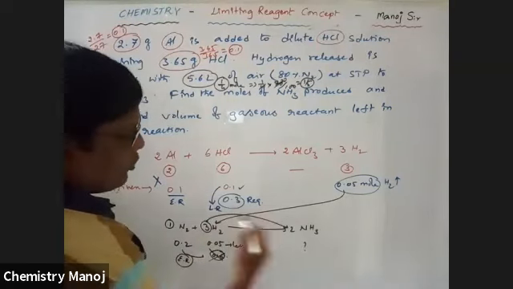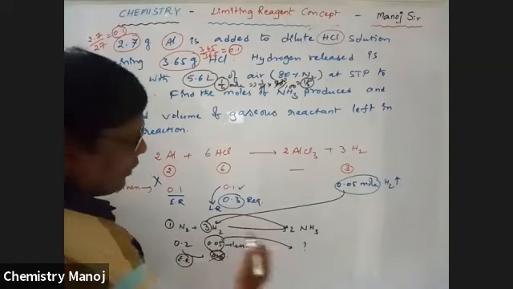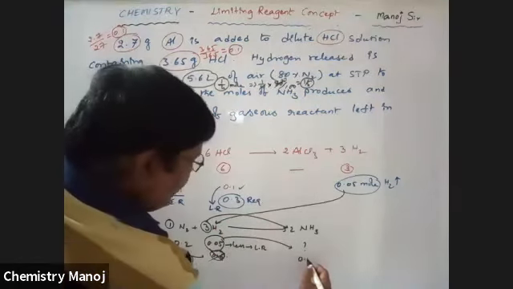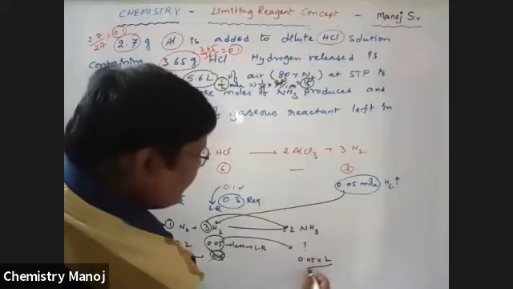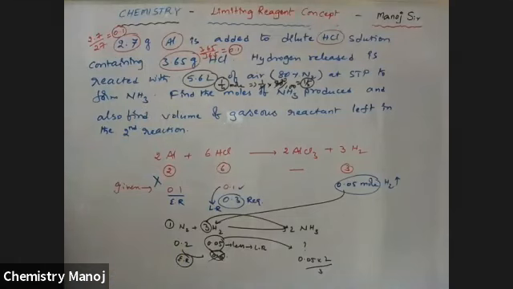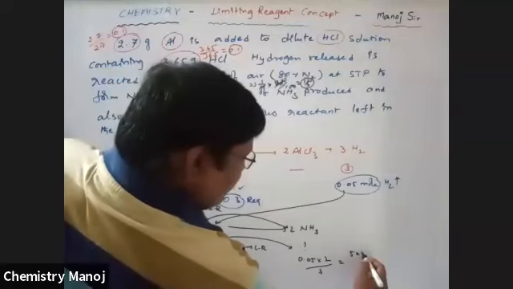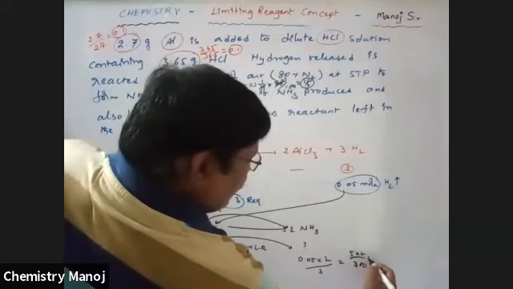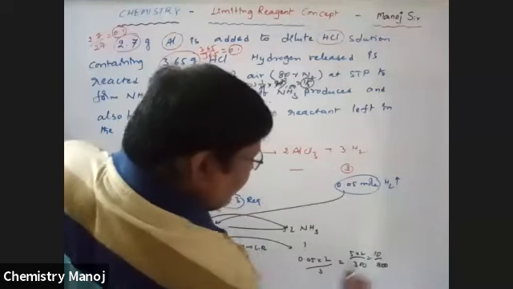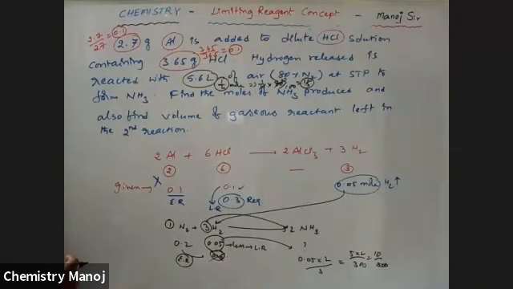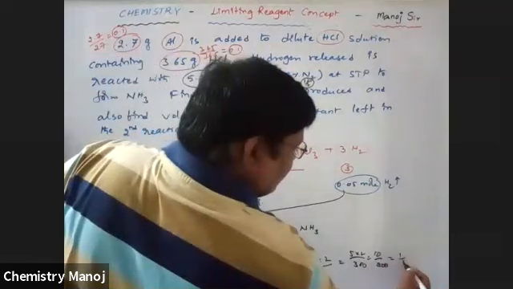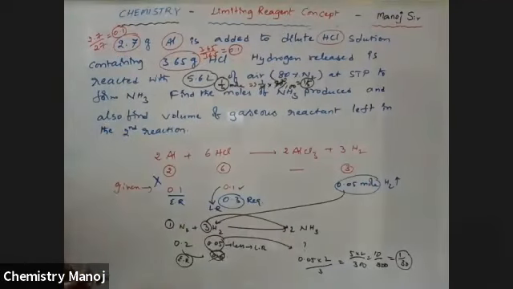Now, 3 moles of hydrogen gives 2 moles of ammonia, so 0.05 moles gives how much? That is 0.05 into 2 by 3, which is equal to 5 into 2 by 300, that is 10 by 300, that is 1 by 30 moles, not 1 by 15, 1 by 30 moles.